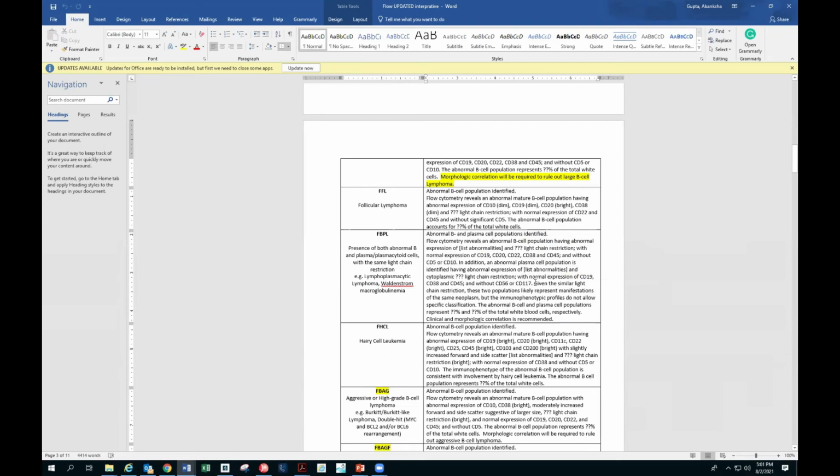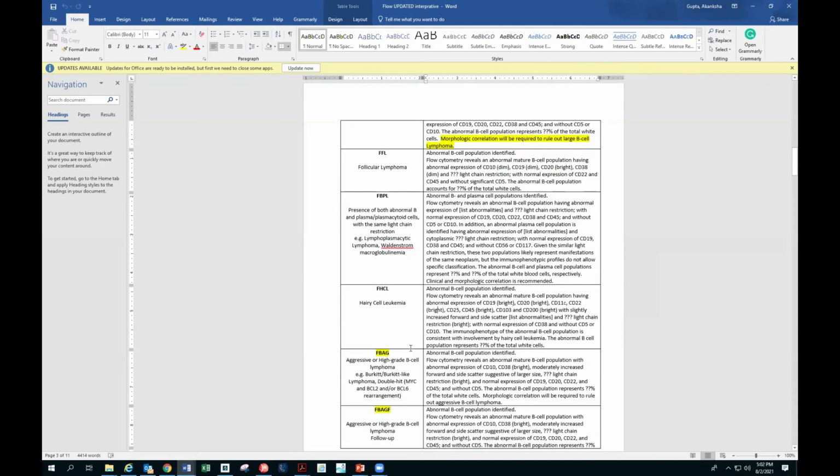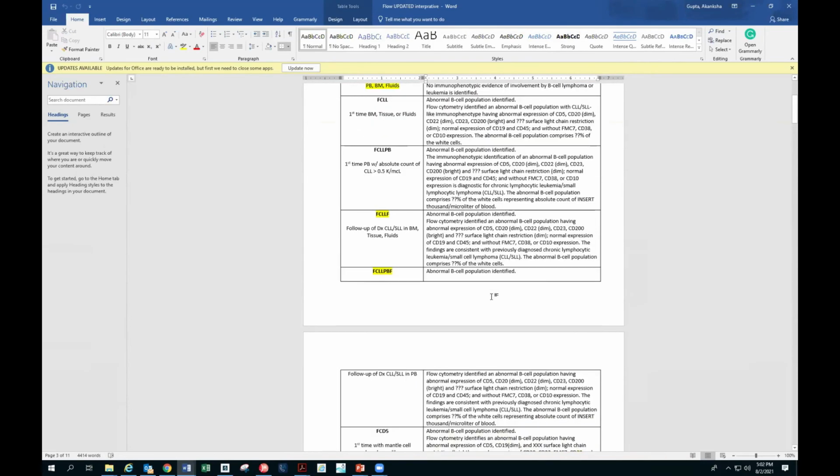So then given the similar light chain restriction, these populations likely represent manifestations of the same neoplasm. This is just a template. It's not necessary that it will be in all the cases. But the immunophenotype profiles do not allow for specific classification. And then the abnormal B cells is this much percent, abnormal plasma cells is this much percent, and clinical morphologic correlation. So that's that. I think this is a little helpful.